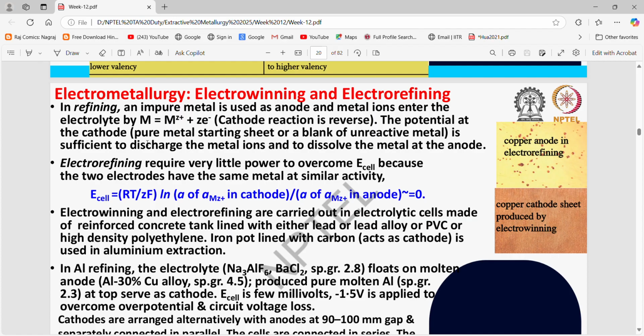The potential at the cathode, a pure metal starting sheet or a blank or unreactive metal, is sufficient to discharge the metal ions and to dissolve the metal at the anode material. Electrorefining requires very little power to overcome E cell because the two electrodes have the same metal at similar activity. In electrometallurgy, we generally follow the Nernst equation, which is E cell equal to RT divided by ZF into Ln of the activity of Mz+ in the cathode divided by the activity of Mz+ in the anode. It has to be equal to 0.